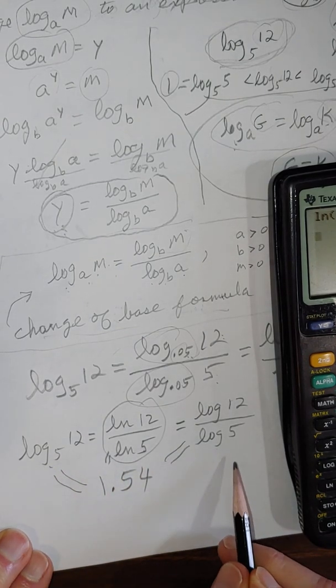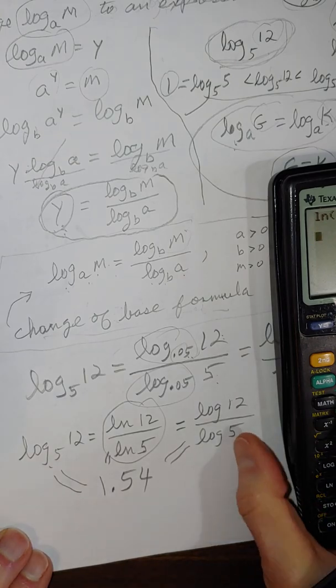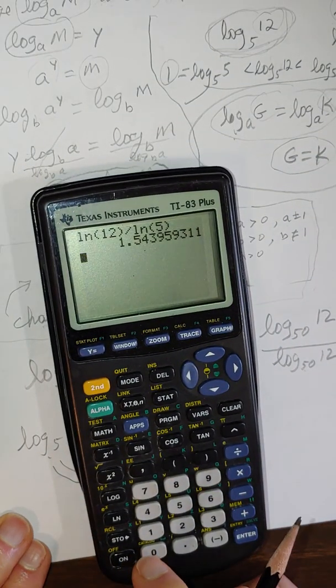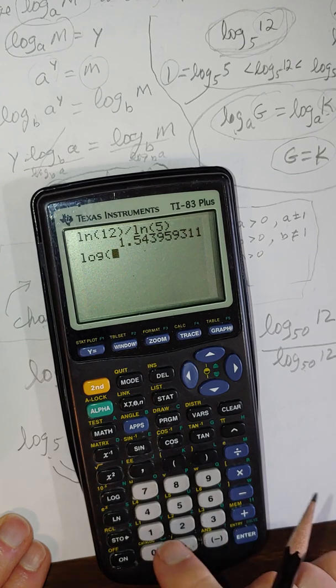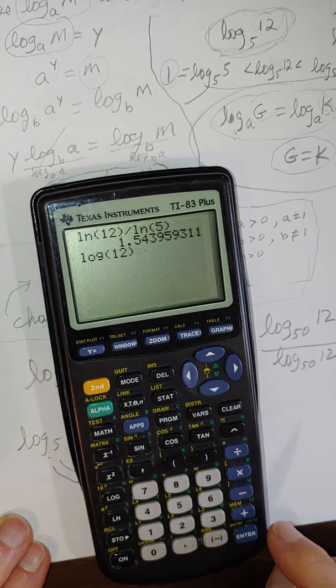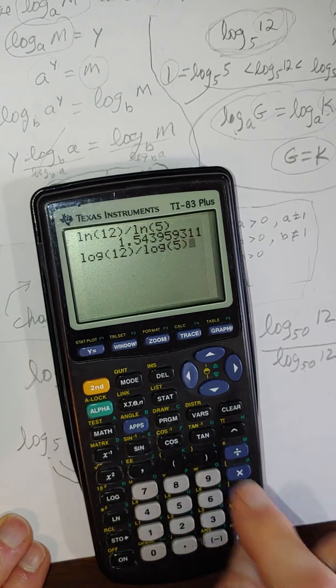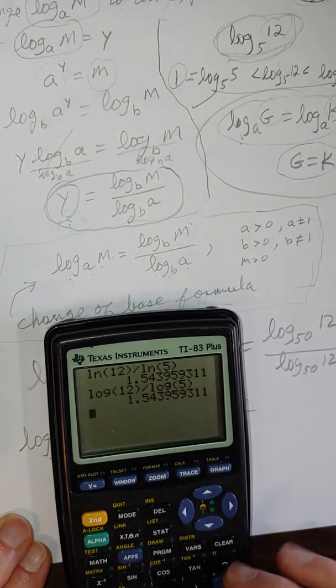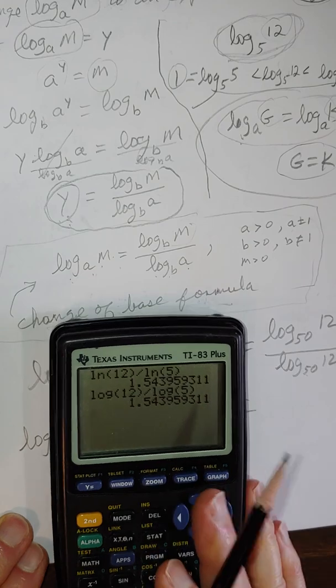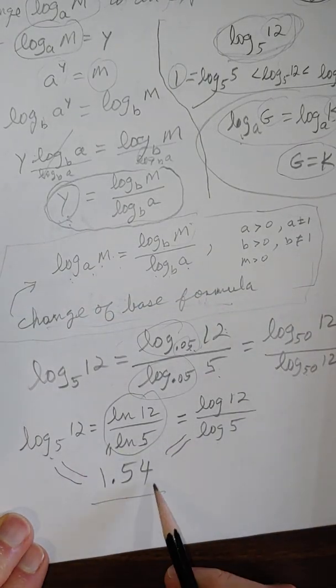I'm going to punch this one in to show you that you also get that. So let's use log this time. I'll hit the log button: log of 12, close the parentheses, divided by log of 5, close the parentheses, enter. Notice I get the same answer, 1.5439. So this one's also equal to 1.54 approximately.